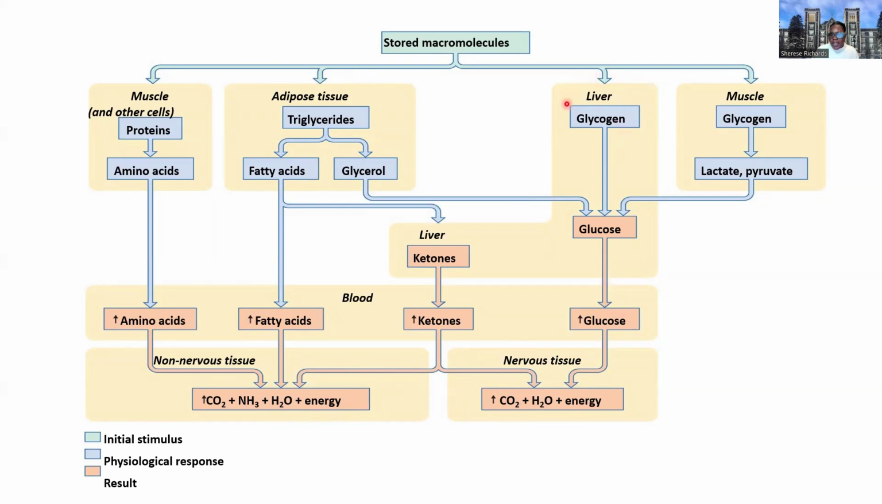So we can break down glycogen stores in the liver, glycogen stores in the muscle, and liberate glucose, and that can be used preferentially by the brain and then to a lesser extent by other non-nervous tissue, but it's really spared for the brain.